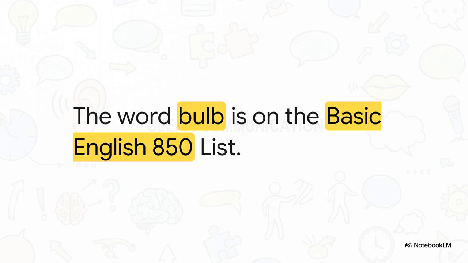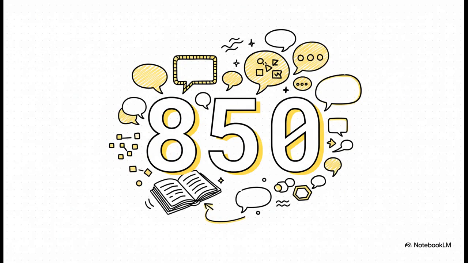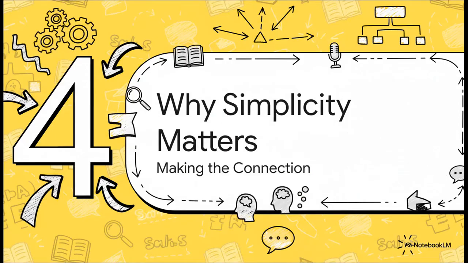The Basic English 850 list. Okay, what in the world is that? 850. This number right here, this is the magic number. It's the total number of words in a special, stripped-down version of the English language. A version designed for one thing above all else: clarity. You see, that list of 850 words is the foundation, the bedrock of a system called Basic English. And all those simple definitions and examples we just looked at, they're written using only words from that core list.